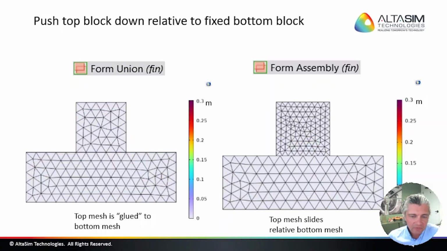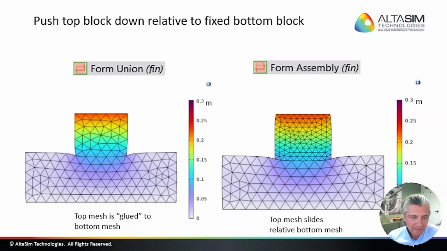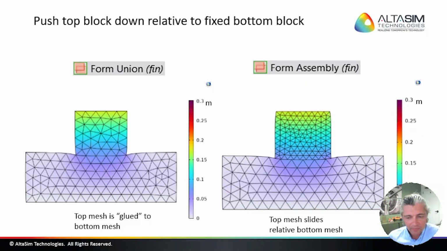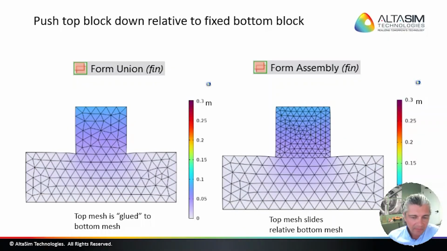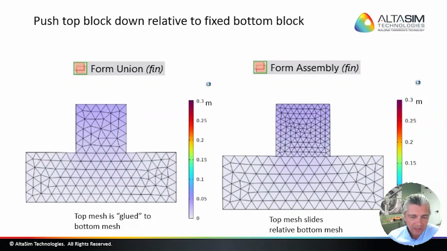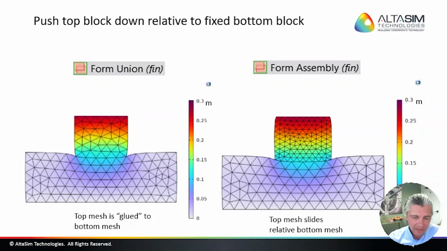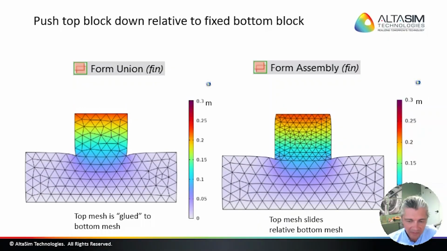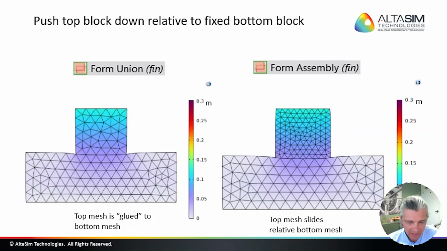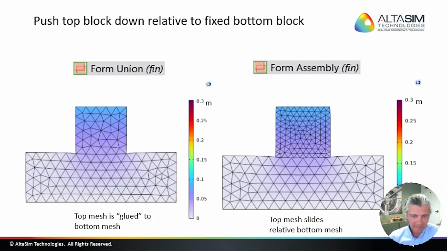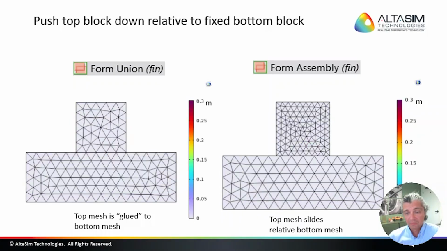The inverse of this would be pushing the top block down into the bottom block. On the left, we have the default form union feature, whereas with the form assembly mode and no friction, it's a more physical analysis. If the scenario was that these blocks are not welded or glued, it will allow for sliding between the bottom and the top mesh. And that's the standard way of doing analysis in COMSOL up to this point for doing contact.